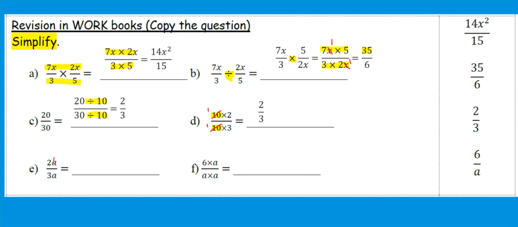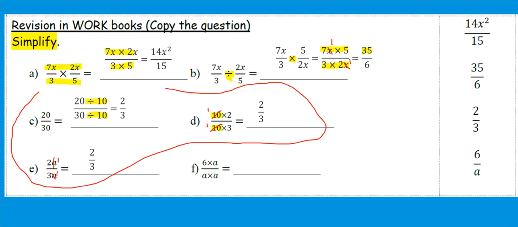Same thing over here, a over a becomes 1 over 1, so 2 times 1 is 2, 3 times 1 is 3. So these 3 questions are talking about the same kind of concept, and it's what we're working on today. Here a over a is 1, so our answer is 6 over a.